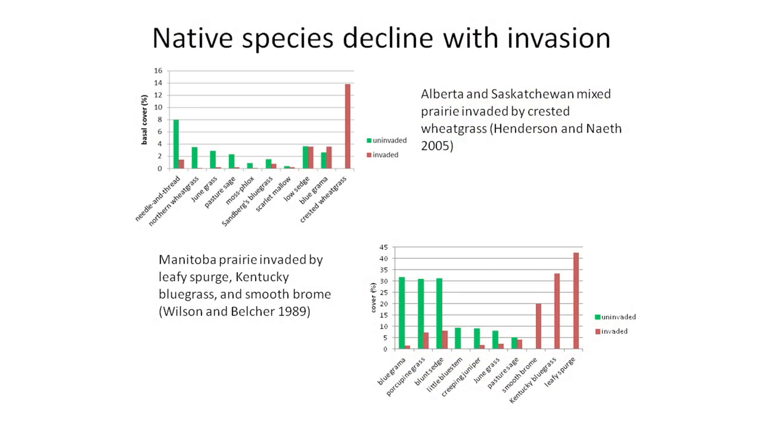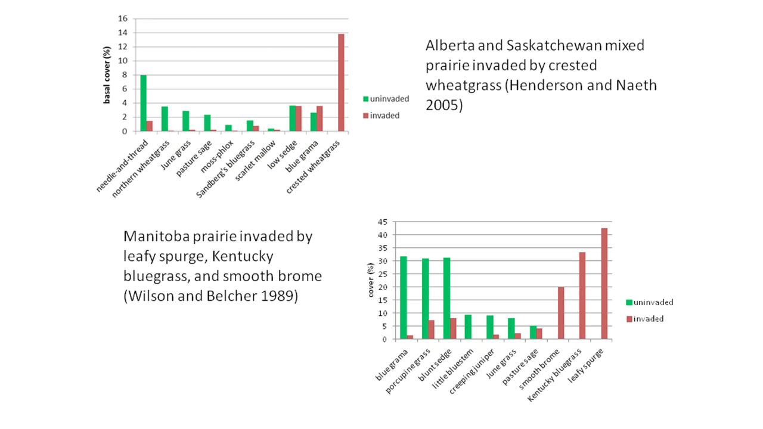And an obvious effect of exotic invasion is that as the exotics increase, the native species decrease. So I've got two different studies here that compare invaded, these are the red bars, and uninvaded, which are the green bars. And all these species on the left side are native grasses, which are abundant in the uninvaded and much less abundant in the invaded patches. And of course, in the invaded patches, it's mostly these exotic species like crested wheatgrass or smooth brome.